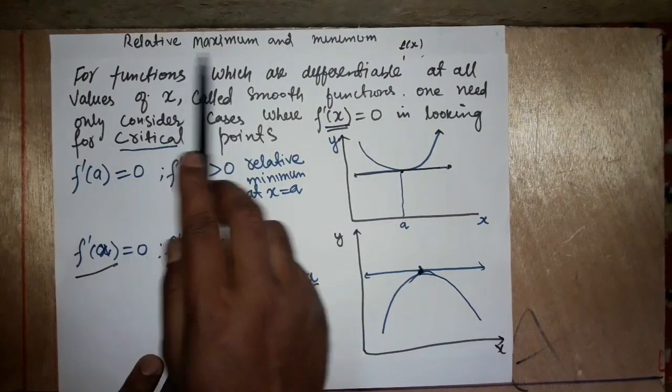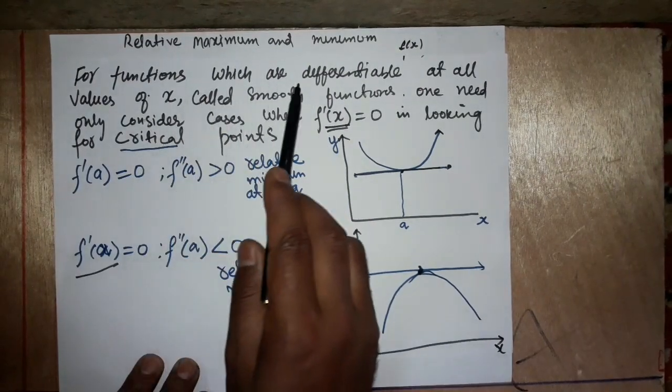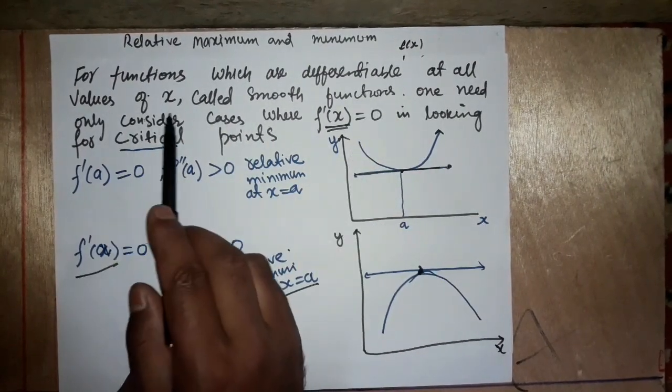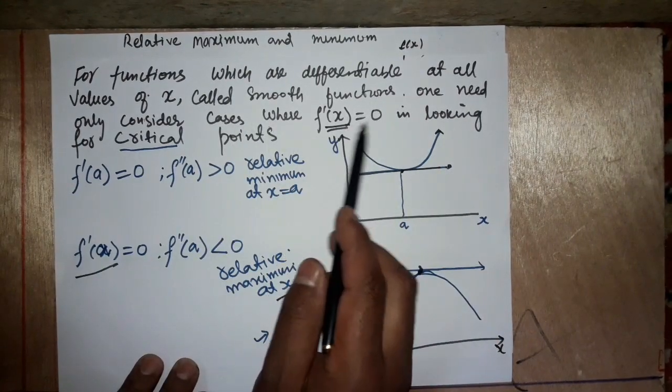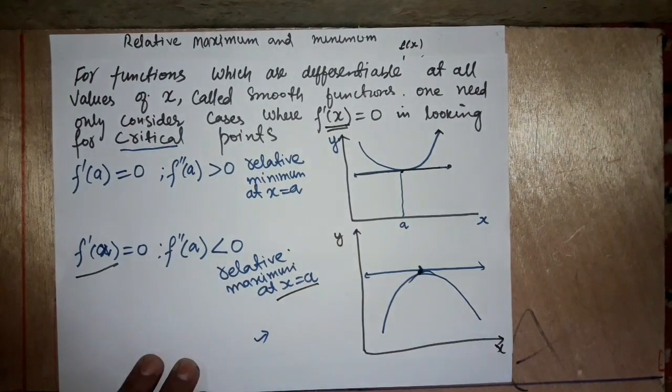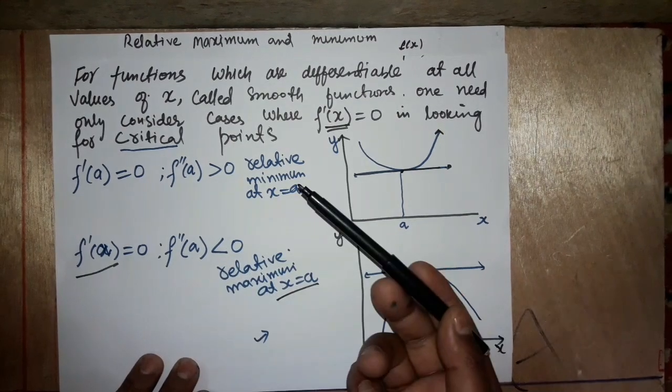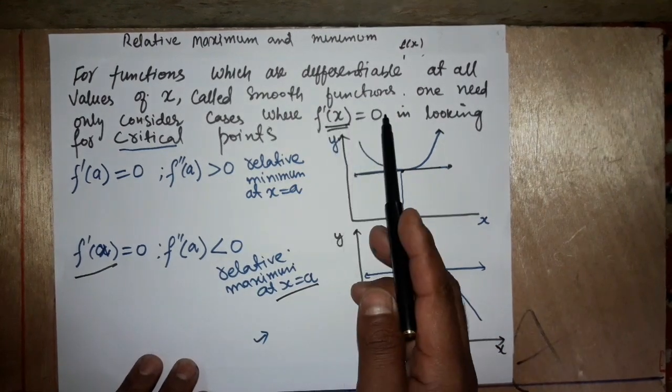Now we will talk about relative maximum and minimum. For functions which are differentiable at all values of x, called smooth functions, one need only consider cases where f dash x is equal to 0 in looking for critical points. Now to find the critical points, we must have the first derivative equal to 0.